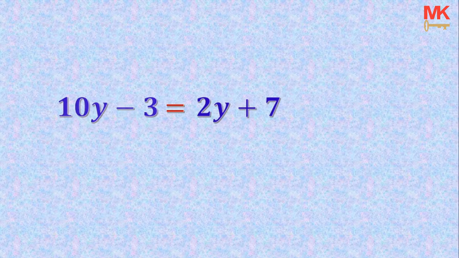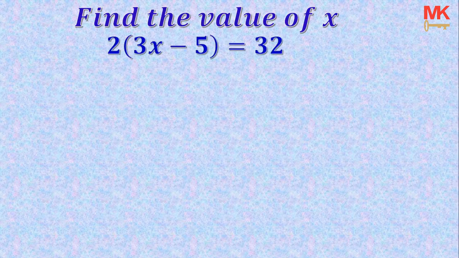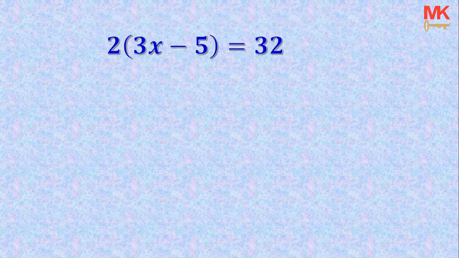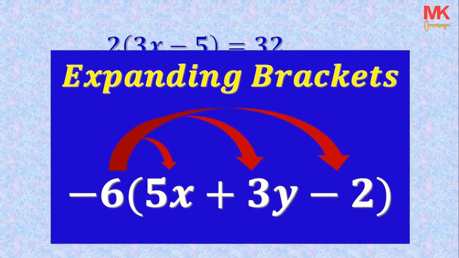So 10y minus 3 being equal to 2y plus 7 is an algebraic equation because of the equality symbol between these two expressions. We'll just go straight to some examples. Suppose we have the question 2 open bracket 3x minus 5 close bracket equals 32. How do we go about this question? The first thing we're going to do here is to expand this bracket. I recommend that you watch our video on expanding or clearing brackets for better insights.